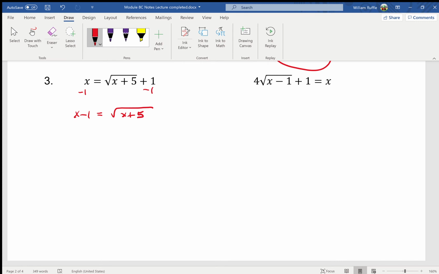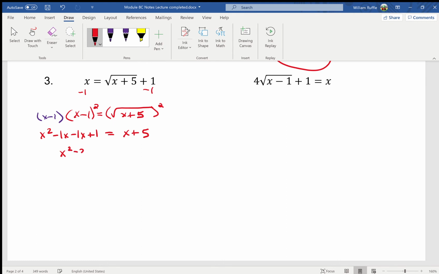Now I have to square each side. And I'm hoping you can see where this is going to get ugly. Because x minus 1 squared, that means I have to FOIL it out, don't I? So I FOIL it out. I get x squared minus 2x plus 1 equals the square root of x plus 5 squared, which is just x plus 5.